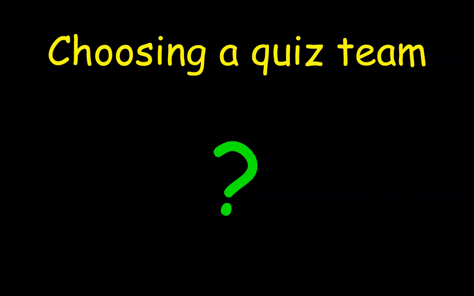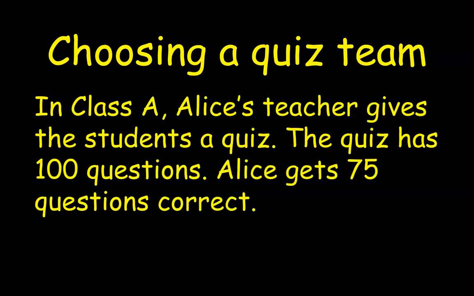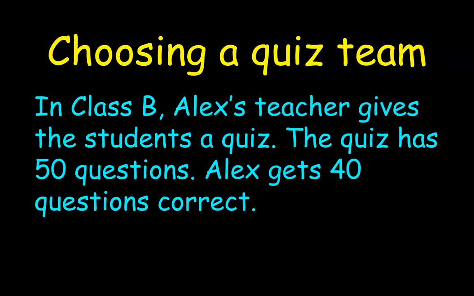Now, I'm going to use an example here of choosing a quiz team. We've got some students in different classes. Their teachers have given them quizzes, and they're trying to find out who the best quizzers are. Not quizzes as in the quiz, but Q-U-I-Z-Z-E-R. Right, so in Class A, Alice's teacher gives the students a quiz. The quiz has 100 questions. Alice gets 75 questions correct. In Class B, Alex's teacher gives the students a quiz. The quiz has 50 questions. Alex gets 40 questions correct.